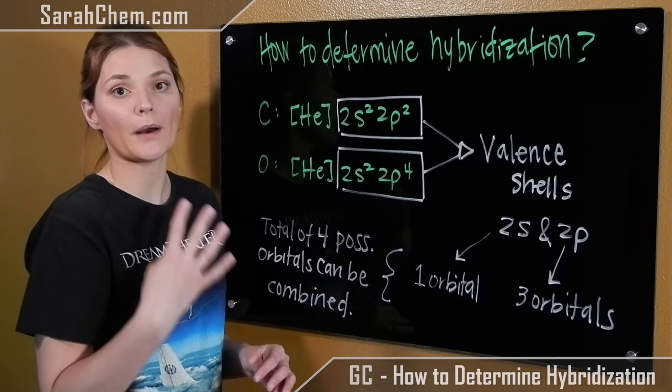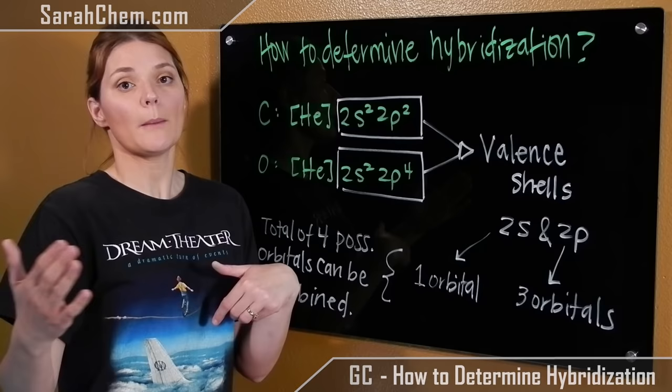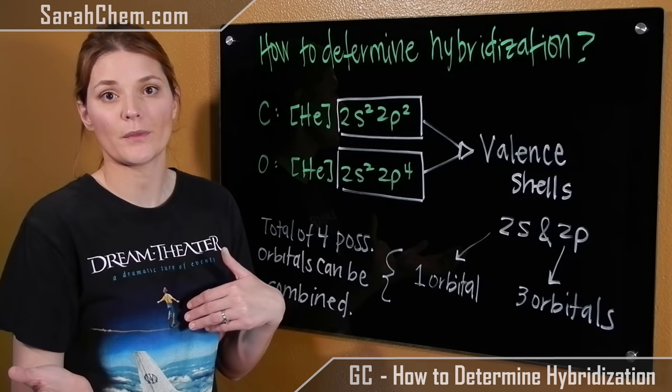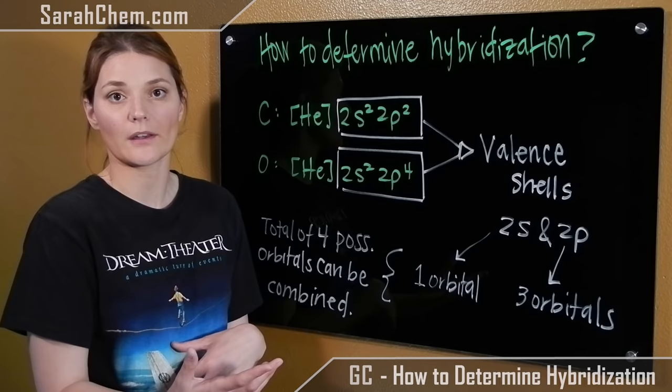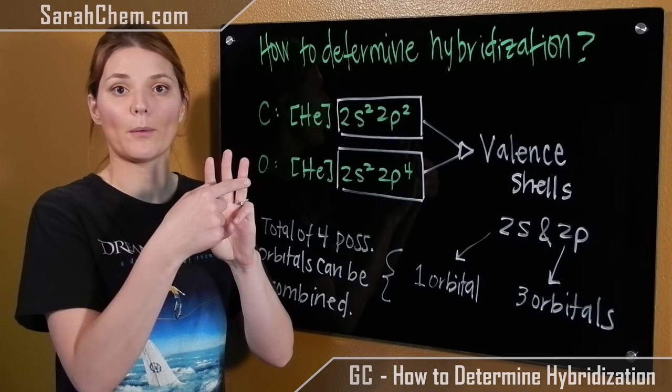That doesn't mean you have to combine them all. You have up to 4, but you can combine 2 or 3 or 4, depending on the case that you have. Because the steric number for both carbon and oxygen in formaldehyde was 3, we're going to use 3 of the available orbitals to create the hybrid. You are always going to use the s, and then you're going to need to use 2 p's, and that will give you the 3 that you need. So let's take a look at what that would look like.